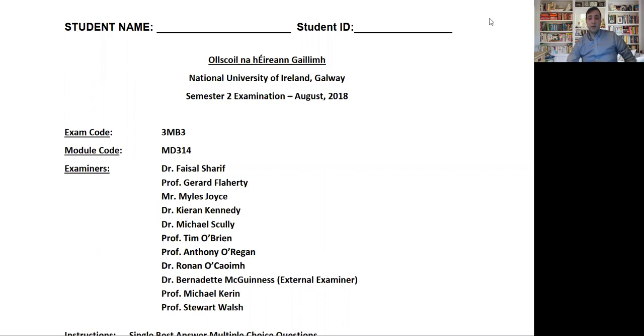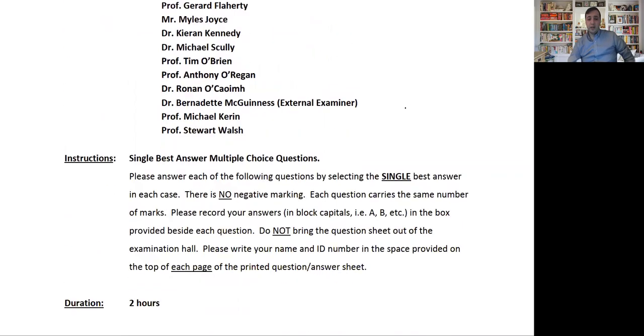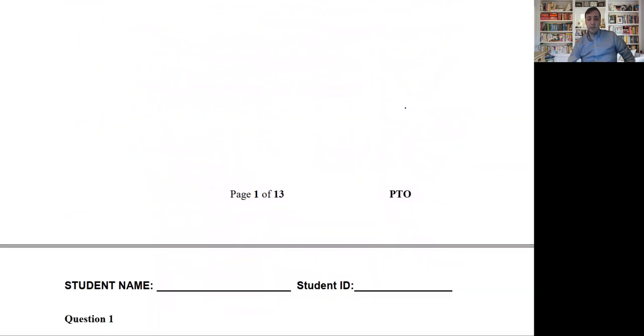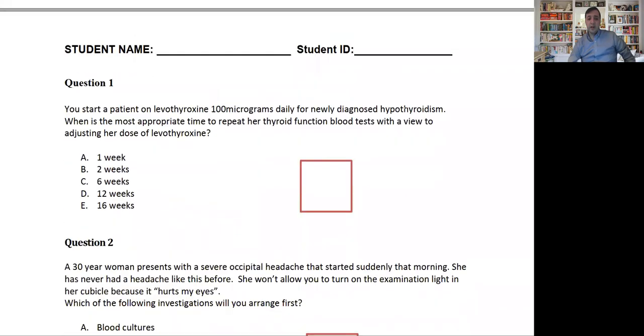Now I'm going to discuss the MCQs paper, August 2018. So the first question here: you start a patient on levothyroxine. The patient is started on levothyroxine, 100 microgram daily for newly diagnosed hypothyroidism.